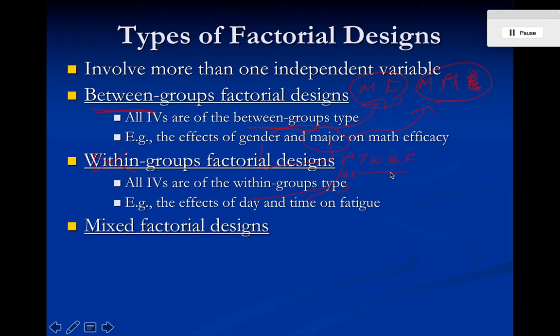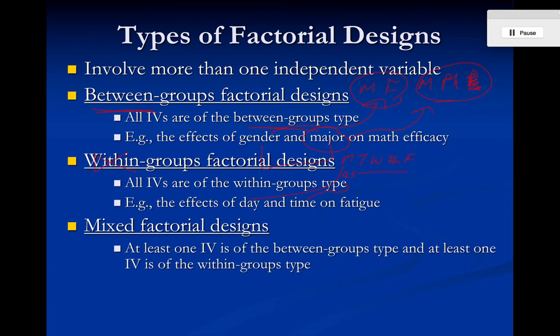Here, that's where we introduce our third type of design. This is our third type of factorial design that we call a mixed factorial design. What is a mixed factorial design? A mixed factorial design essentially is going to be a combination of within and between groups types of independent variables. In other words, at least one IV has to be between groups. One within, one between.